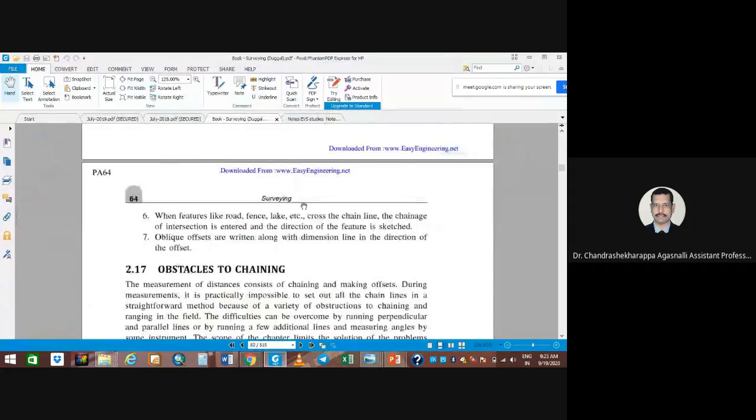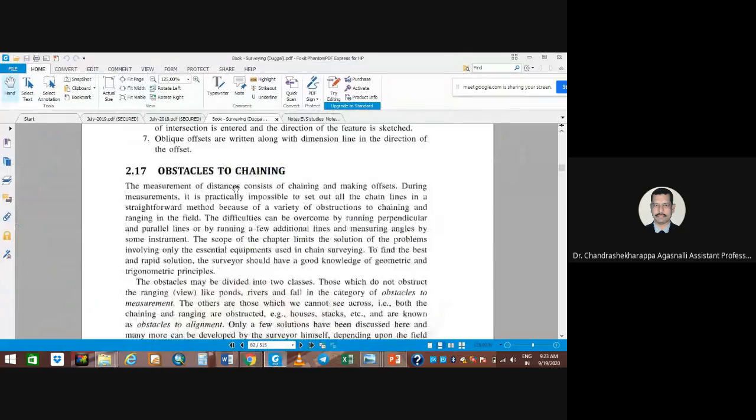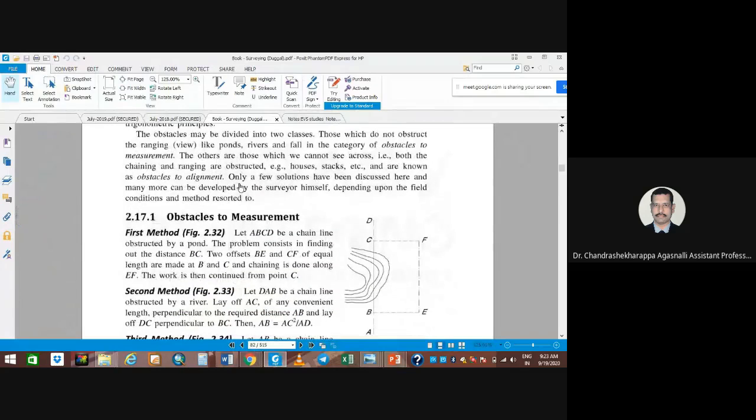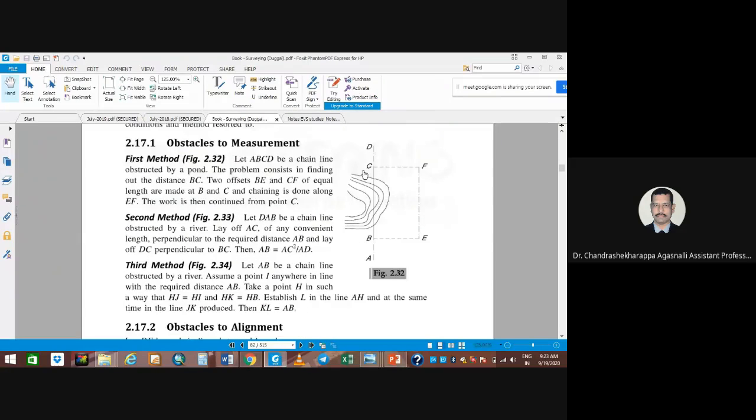Correct. So here are the obstacles in chaining. What are the obstacles that will come in chaining measurements? The first method is for these areas where we are going to get the problem. The second method is like this. Third method. So the first method: ABCD is a line with an obstacle, a pond. If you want to survey these areas and there is a small pond, I would say it's an obstacle.